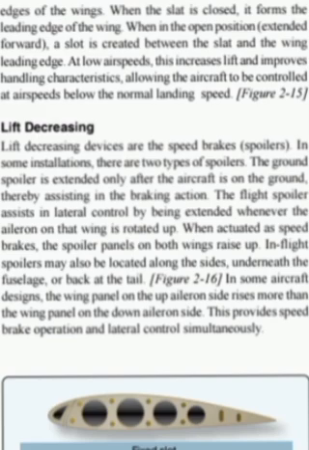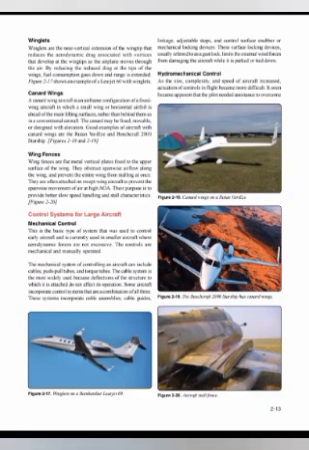When actuated as speed brakes, the spoiler panels on both wings raise up. In-flight spoilers may also be located along the sides, underneath the fuselage, or back at the tail. Figure 216. In some aircraft designs, the wing panel on the up aileron side rises more than the wing panel on the down aileron side. This provides speed brake operation and lateral control simultaneously.